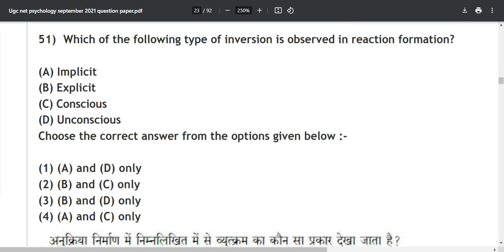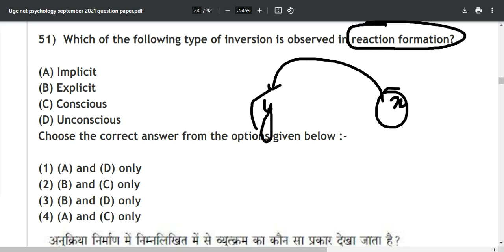Okay, so first of all, just by knowing what reaction formation is, you will be able to get this answer correctly. So what is reaction formation? You are worried about something, let's suppose X, and you are behaving Y. So your behavior will be what?